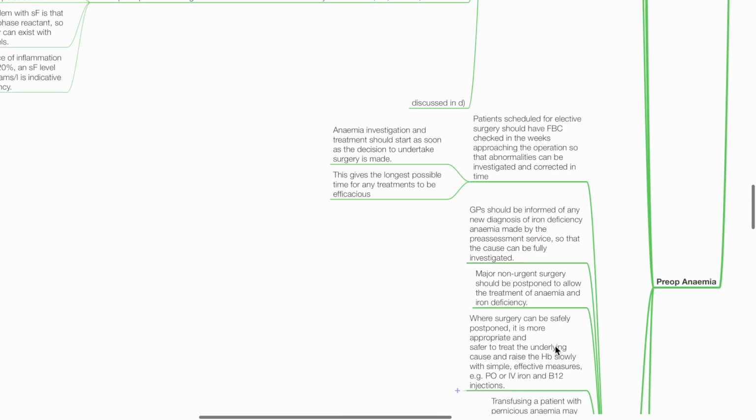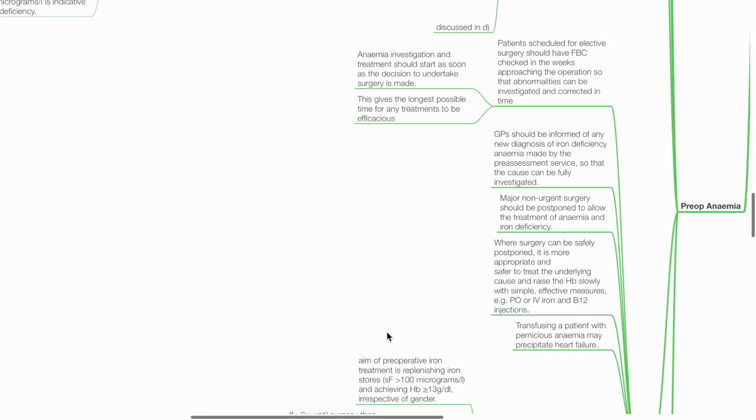Treatment. Patients scheduled for elective surgery should have FBC checked in the weeks approaching the operation so that abnormalities can be investigated and corrected in time. GPs should be informed of any new diagnosis of IDA made by pre-op assessment so that the cause can be fully investigated. Major non-urgent surgery should be postponed to allow the treatment of anemia and iron deficiency.